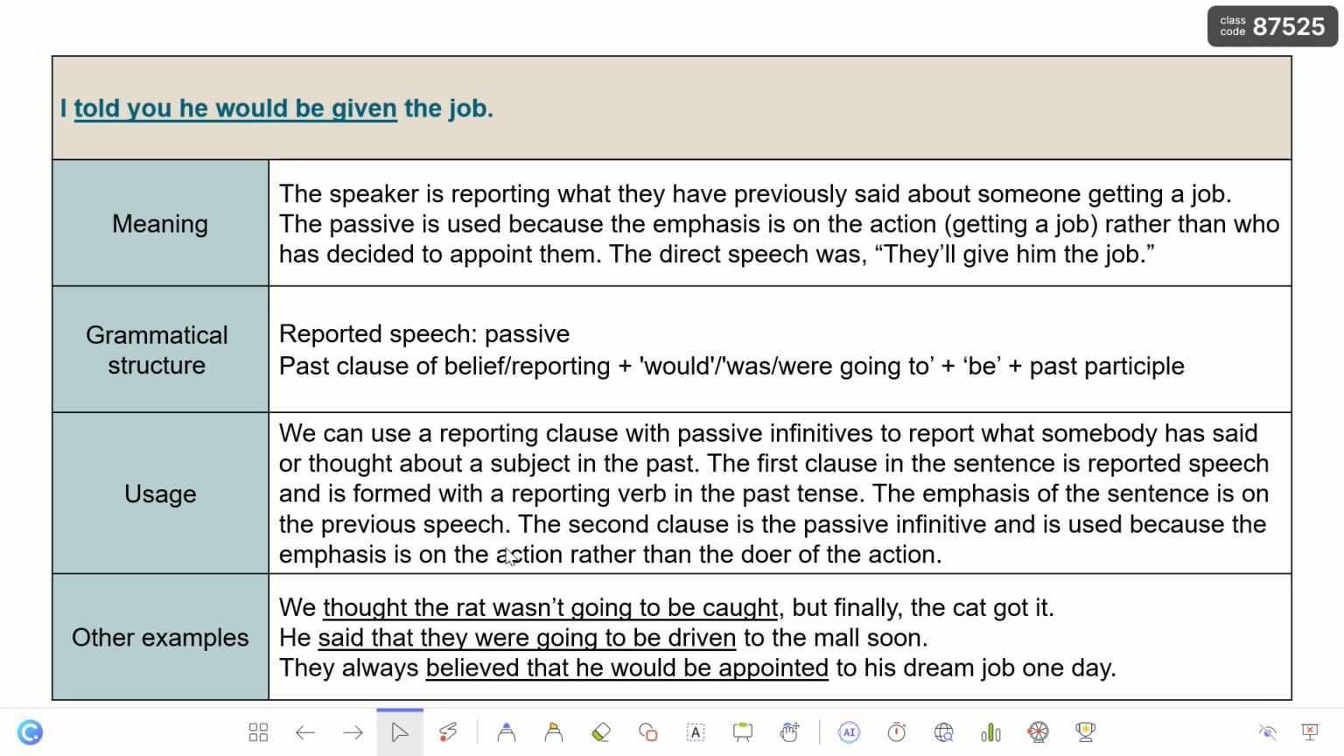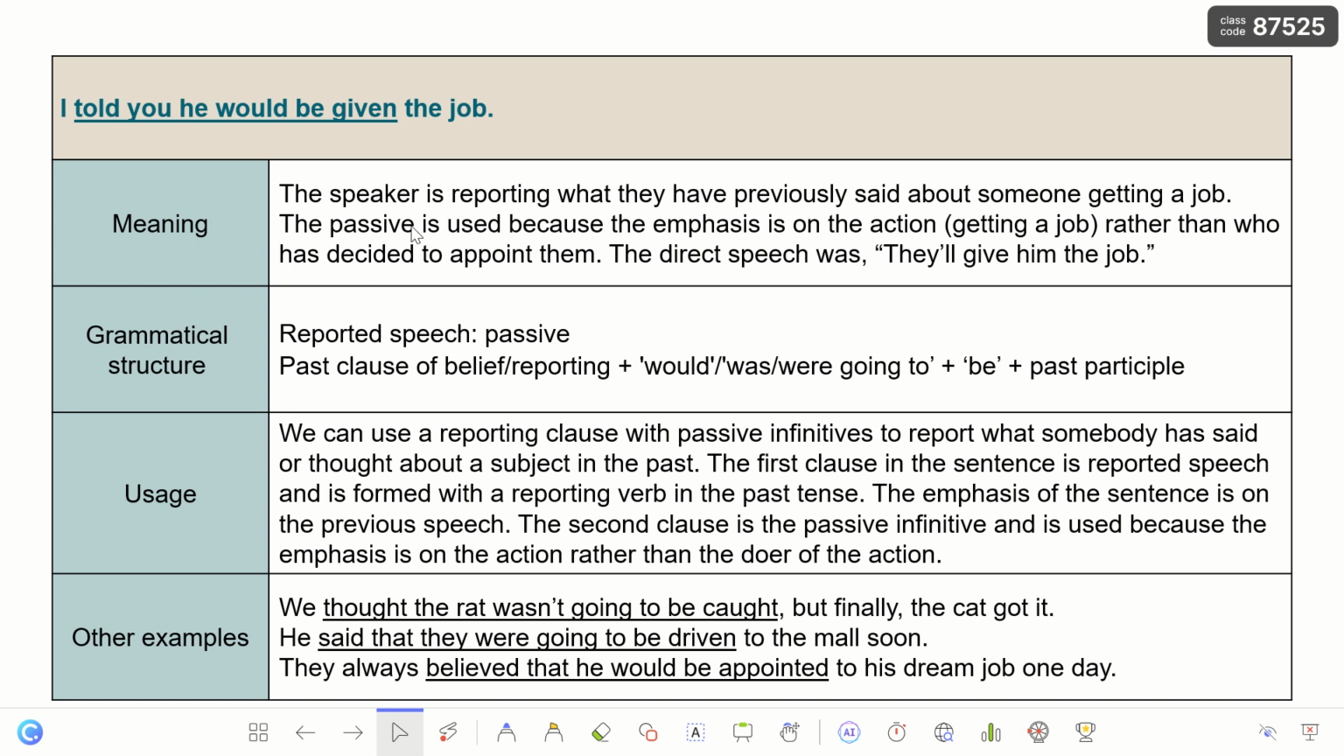Okay. The second one here, we're still talking about reported speech, but here I'm talking about passive reported speech. I told you he would be given the job. So the speaker is reporting what they have previously said about someone getting a job, but we didn't mention who's going to give him that job. So the passive is used here.